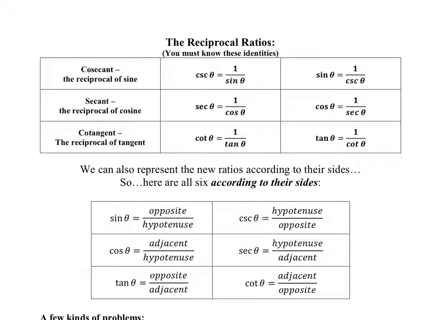Okay, then we have the reciprocal ratios. And again, these you also have to know. So you have to just know them. Cosecant is abbreviated CSC. And that's 1 over the sine, or the reciprocal of sine. So if you take sine and you flip it, so this basically says flip sine, and you'll have cosecant. Secant is you flip cosine, and you'll get secant. And cotangent, you flip tangent. So the reciprocal means flip it, and that's what they are. So 1 over anything means we flip it.